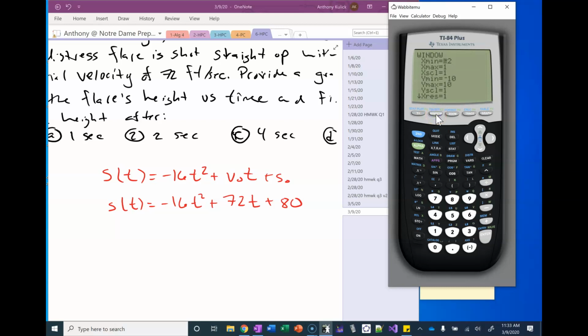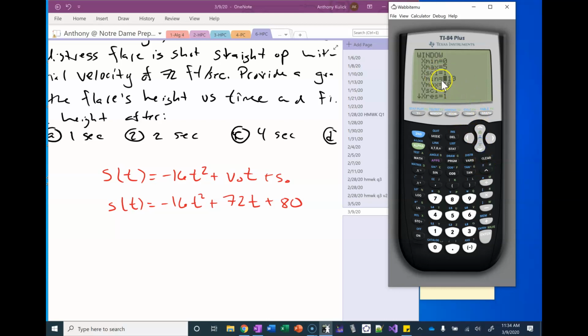Okay. Before I hit graph, though, I'm going to reset my window. So my variable x is representing t in this function. I know time can't be negative, so my x min should probably be 0. And then I don't know how long this flare is going to be in the air. Maybe 5 seconds or something. I'm just guessing.